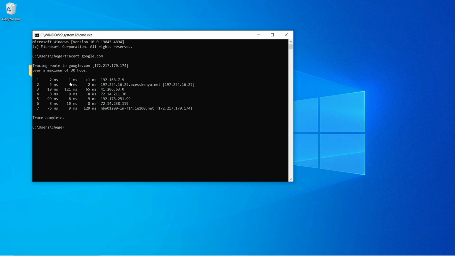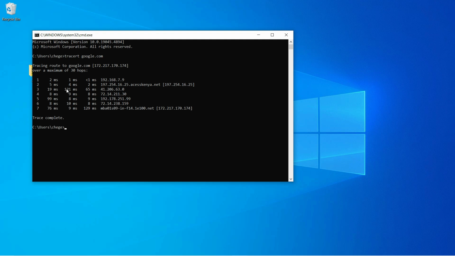So as you can see, that is the output of my traceroute, which I've explained in detail. So hop 1, that is number 1, is my local router, which takes less than 2 milliseconds.